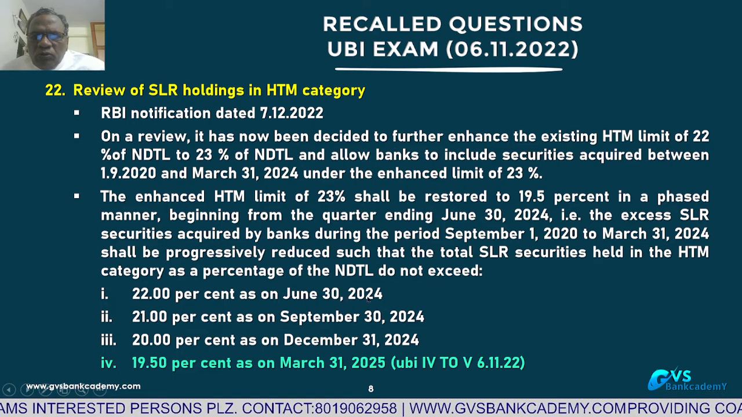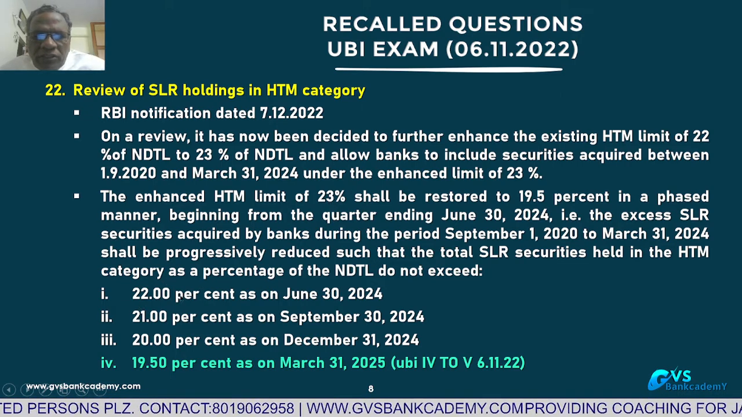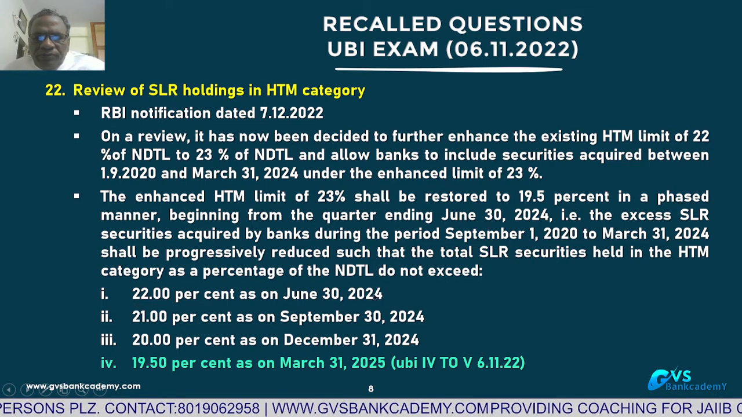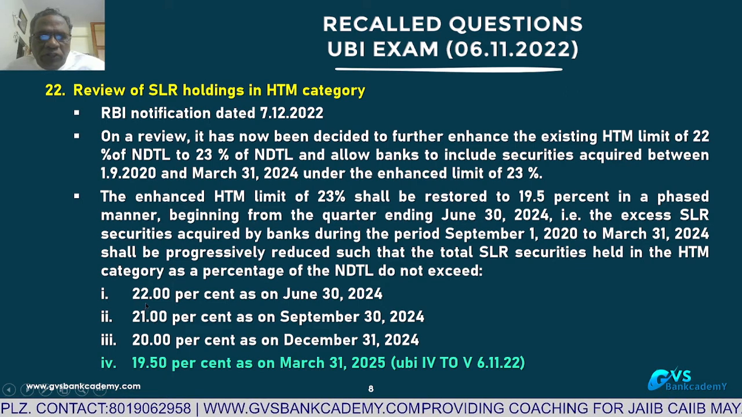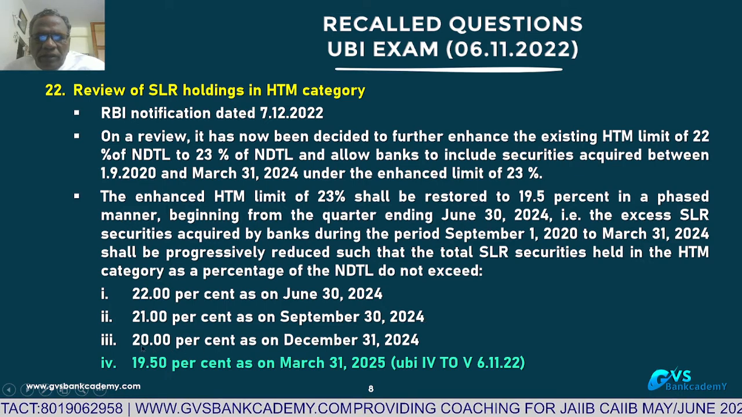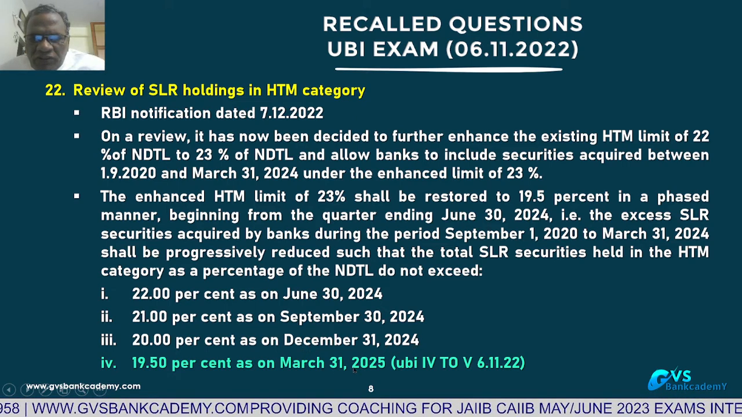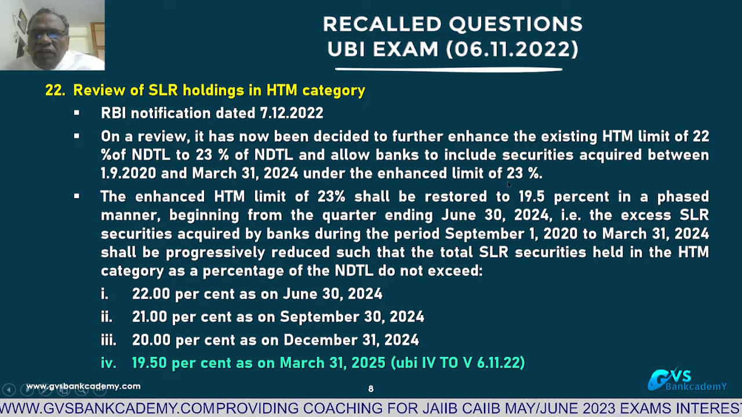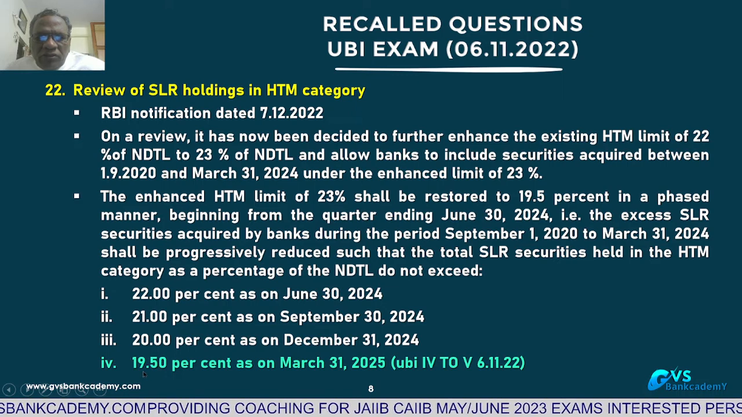By 30th June 2024, they have to bring it back from 23 to 22, which means 1% minus. From 22 to 21 by September 30th, 2024. From 21 to 20 percent by December 31st, 2024. By 31st March 2025, the level of 23% of HTM has to be progressively reduced to 19.5.